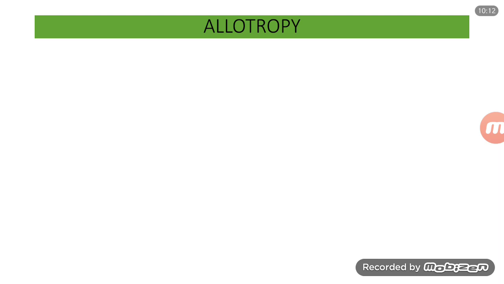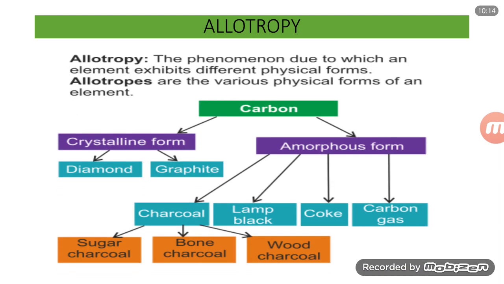Coming to allotropy. The phenomenon due to which an element can exist in different physical forms is called allotropy, which means in nature there are some elements which can exist in more than one physical form. Fine. And all those different forms of that same element will be considered as allotropes.